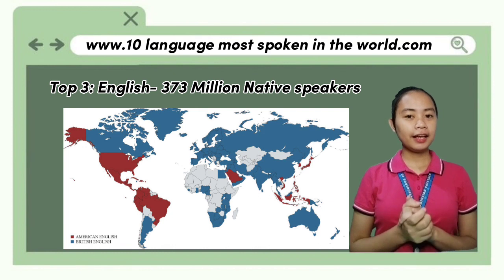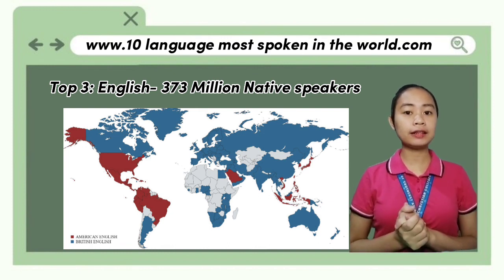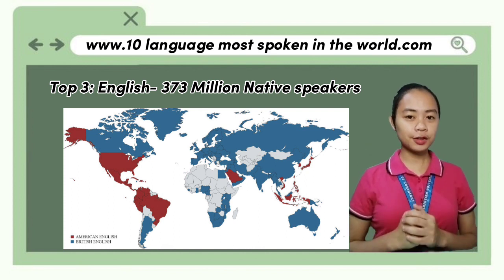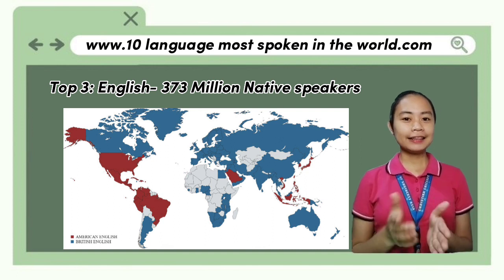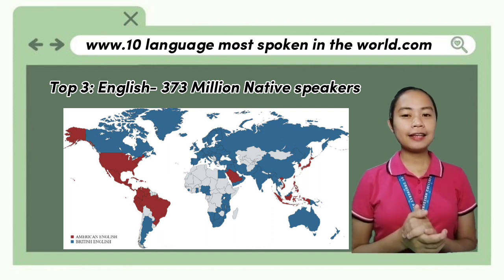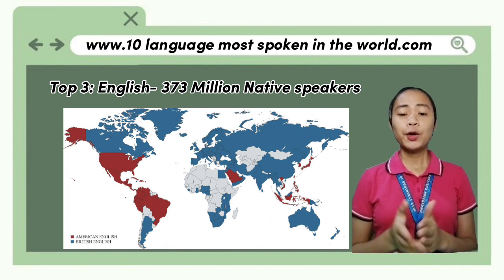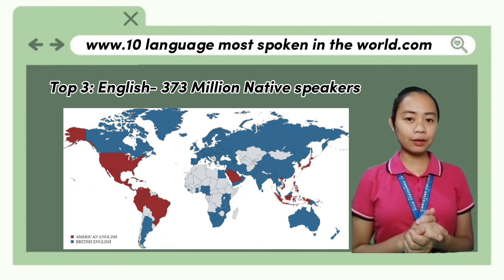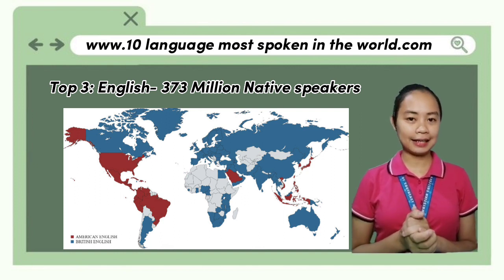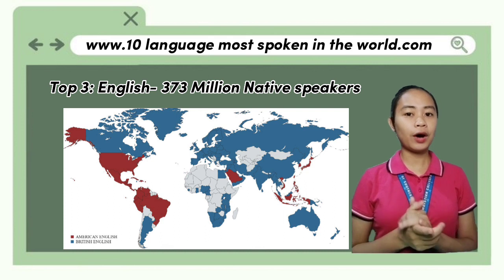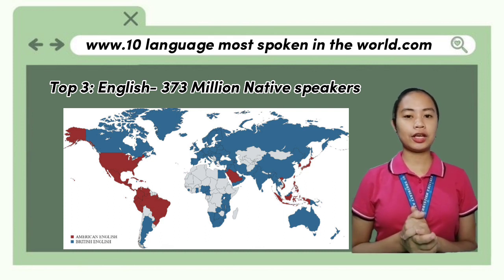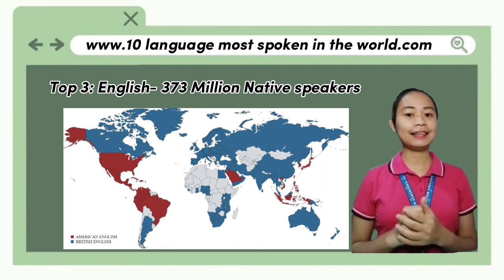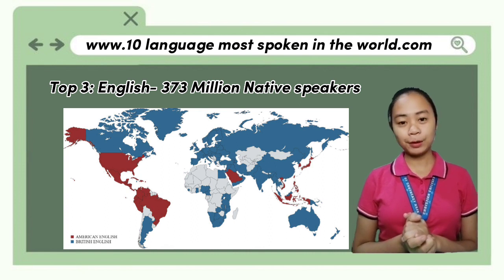Top 3. The English language is the 3rd most spoken language in the world. Yes, you heard it right. I thought too that English is the top 1. English has only approximately 373 million native speakers who are spread out across the world's continents. English is the official first language in over 100 countries. It is ranked as one of the most influential languages in the world. It is also the most popular second language chosen by different people globally.